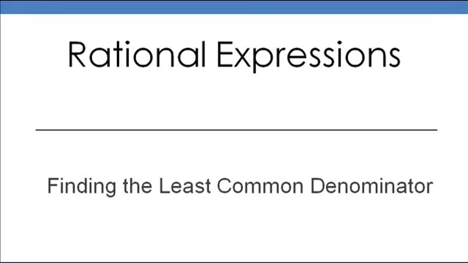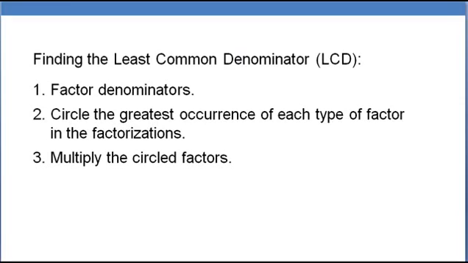Rational expressions. Finding the least common denominator. Step 1. Factor all the denominators. Step 2. Circle the greatest occurrence of each type of factor in the factorizations. Step 3. Multiply the circled factors.